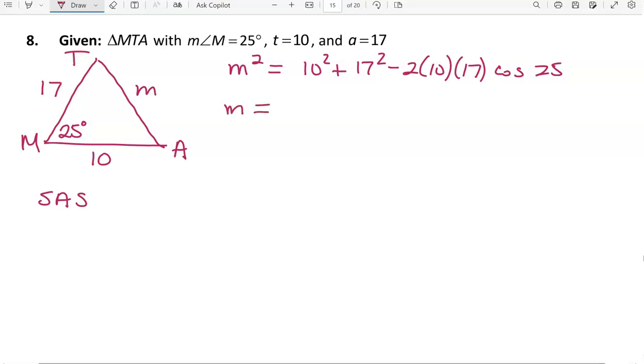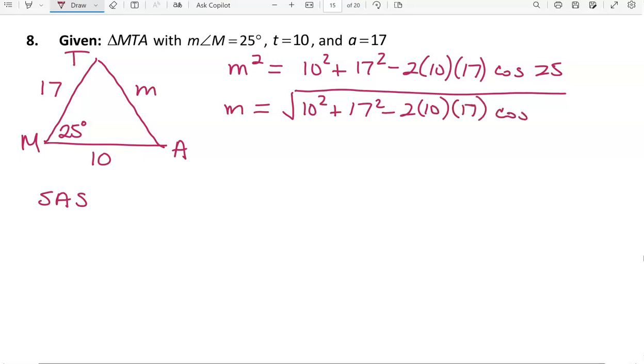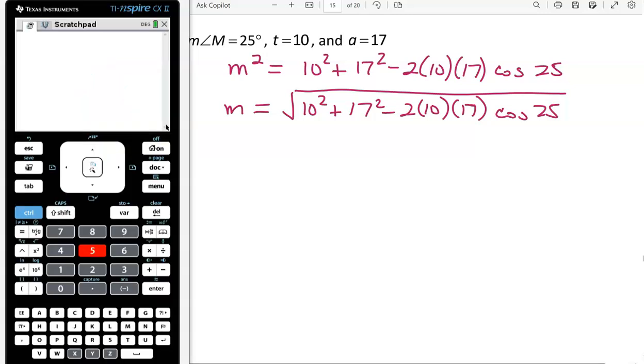In order to solve for m, we need to take the square root of both sides. m is equal to the square root of 10 squared plus 17 squared minus 2 times 10 times 17 times the cosine of 25 degrees. Now it's time to let the calculator do that for us. Control and x squared will get us a square root. We don't have to do any of this intermediate arithmetic. Just enter in everything as you see it. 10 squared plus 17 squared minus 2 times 10 times 17, and you can enter the times sign between the 17 and the cosine if you wish, but it's not necessary.